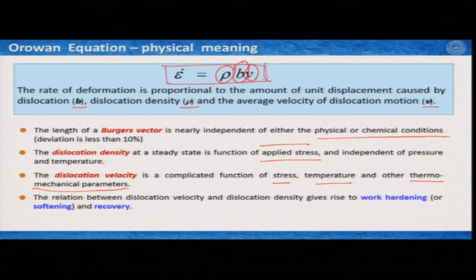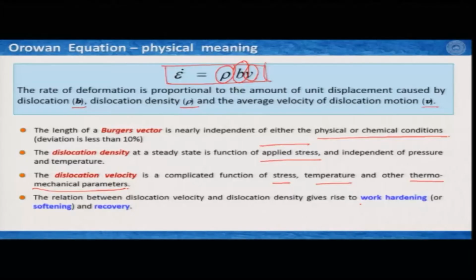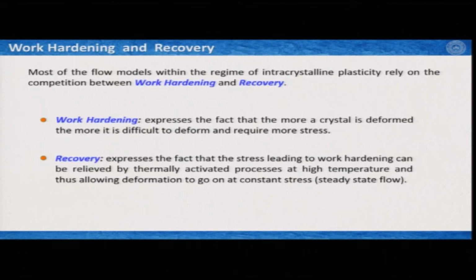Now, if we consider all these three, and we have to achieve a strain in the system, then there is a competition between two processes: how does a crystal or an aggregate of polycrystals accommodate strain within themselves? This gives rise to two distinct mechanisms. One is work hardening or softening, and another is recovery. We will see what these are in the next slide.